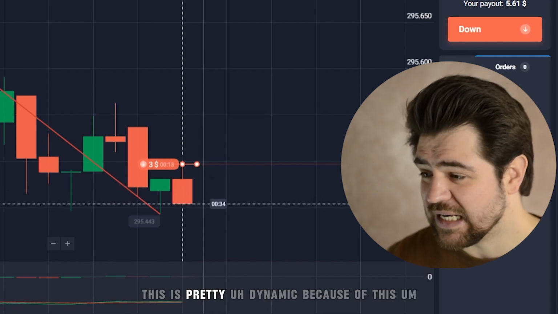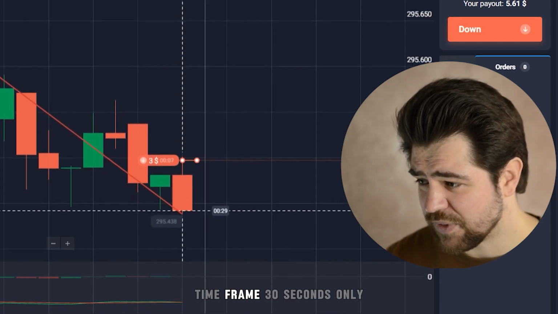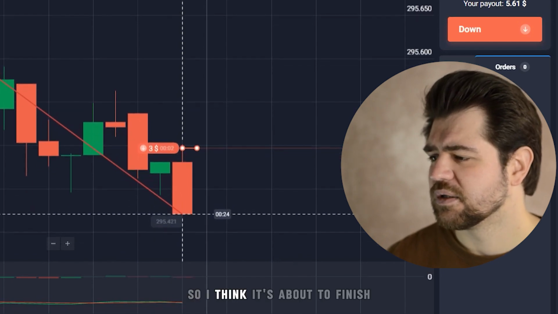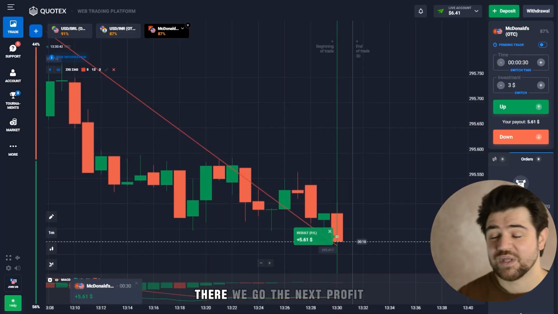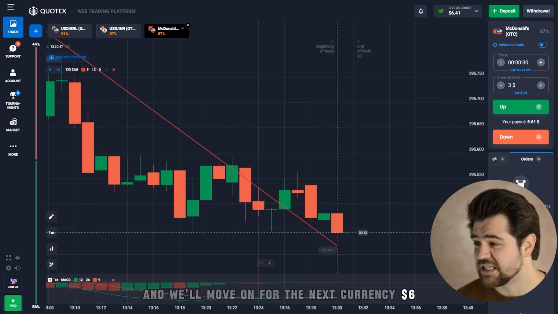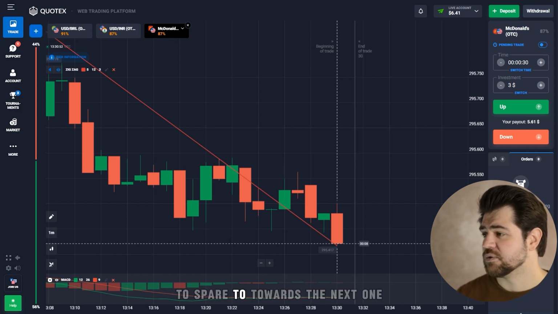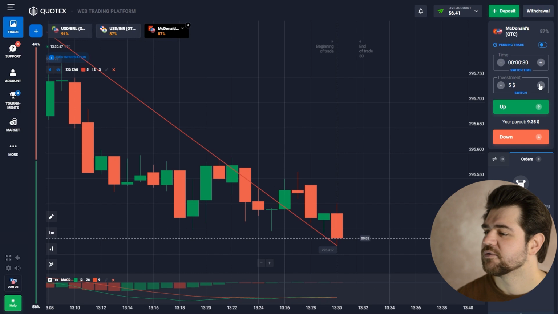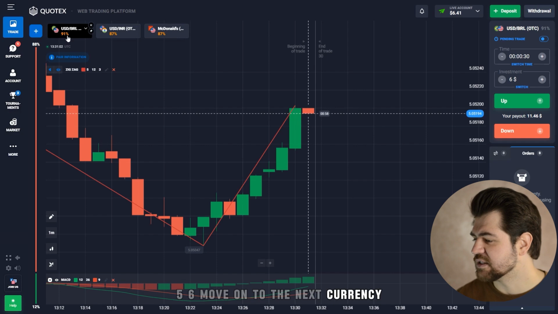This is pretty dynamic because of this time frame, 30 seconds only. So I think it's about to finish. It's very fast, so there we go, the next profit, and we'll move on for the next currency. $6 we have to spare towards the next one, as we want to create a snowball effect. 5, 6, move on to the next currency.